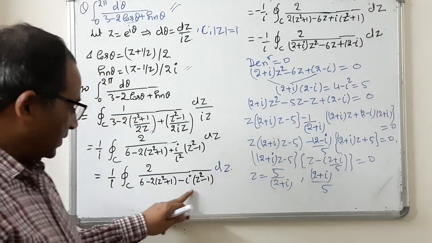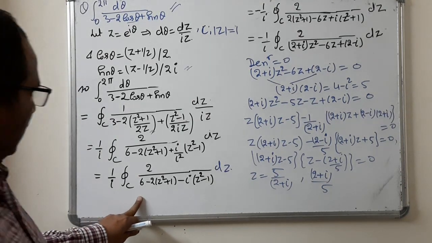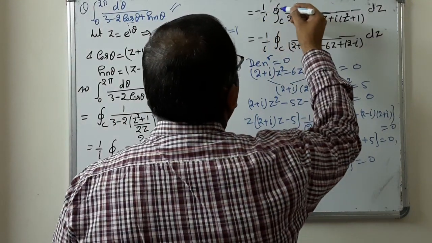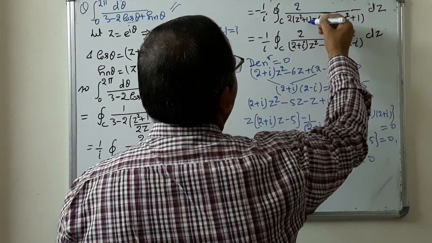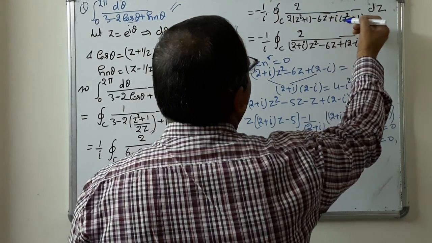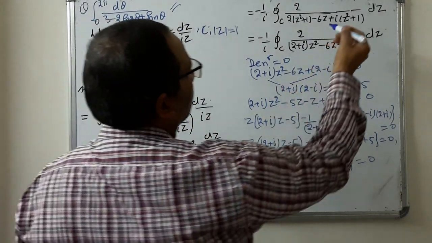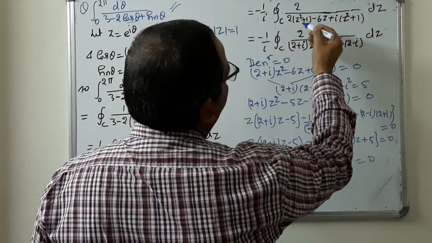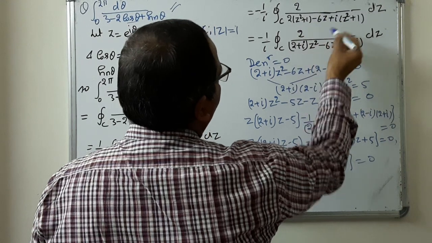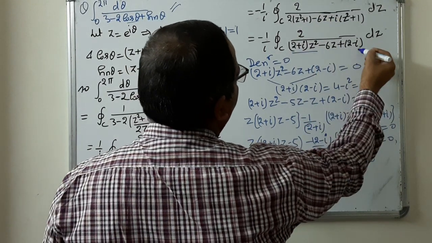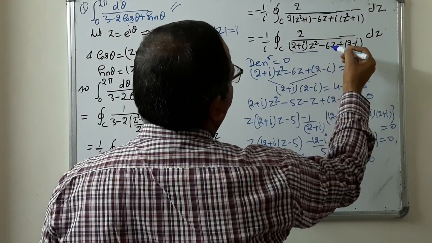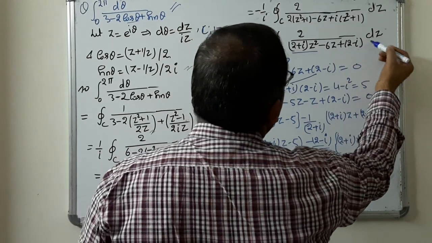Now we take the minus sign from the denominator as common. So we get from here -1/i integration 2 upon 2 times (z² + 1) minus 6z plus i(z² + 1) dz. So taking the common as the coefficient of z², which is 2 + i, and the constant here, we get (2 + i)z² - 6z + (2 - i) dz.